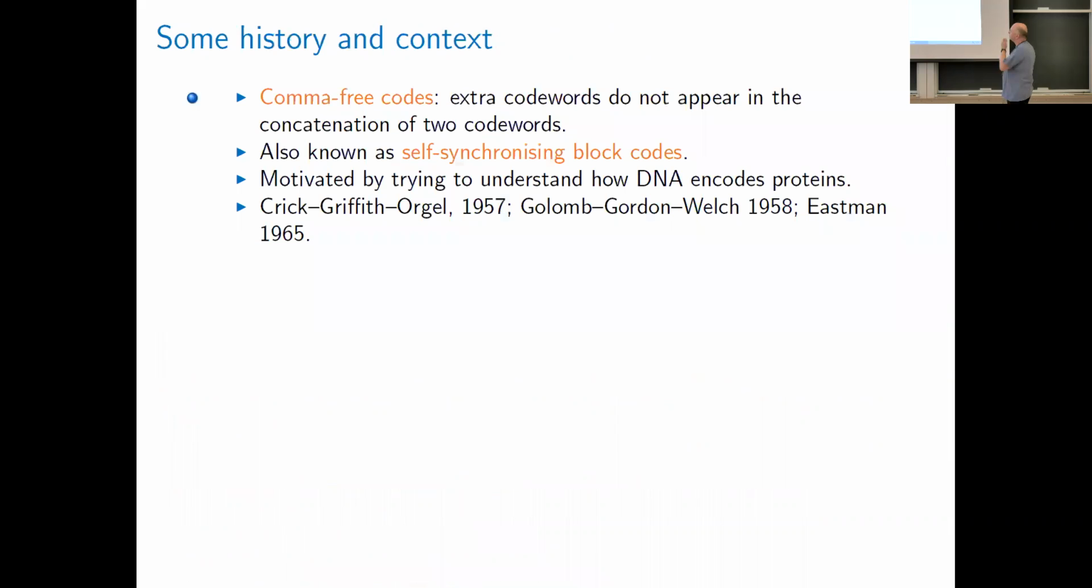Okay. I want to give a bit of history and context first before going on here. I guess the oldest thing of this type is something called comma-free codes. What are comma-free codes? A comma-free code is one where if you take 2 code words and concatenate them, you're not allowed to have a code word in the middle, anywhere. The only place where a code word appears is at the end or the beginning. That's a comma-free code, and these are also known as self-synchronizing block codes.